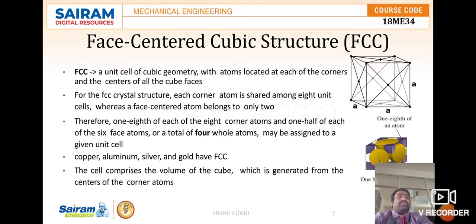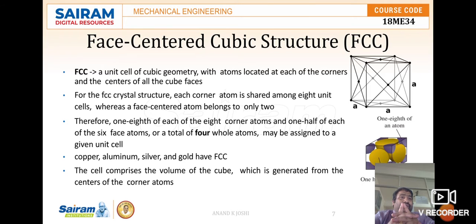And for the FCC structure, what happens? Each of the corner atoms is shared among 8 unit cells, whereas face-centered atoms belong to only 2. Because at the four sides there are 8 unit cells, 1, 2, 3, 4, 5, 6, 7, 8, sharing the atoms. Therefore 1/8 of each of the 8 corner atoms and 1/2 of each of the 6 face atoms, total 4 whole atoms, may be assigned to a given unit cell.